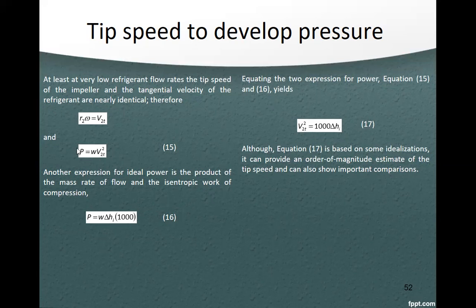So, consistent na lang. Although equation 17 is based on some idealization, it can provide an order of magnitude estimate of the tip speed and can also draw some important comparisons. Sa mga blower sa pump, mayroon sila niyang tawag tip speed, yung pinaka-paglabas na mismo ng outlet. So, yan.